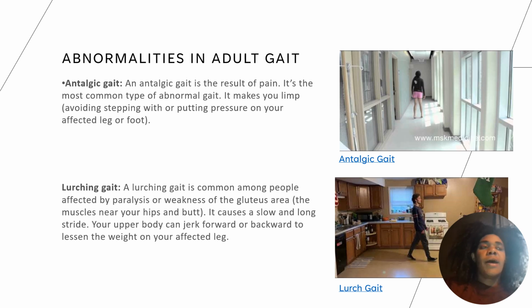So in this lurching gait, you can see that your upper body can kind of jerk forward or backward to lessen the weight of the affected leg, and it's causing a much slower, much longer slide, affected by weakness in the gluteus muscle areas. So this is a normal gait. Shut that off, and we'll keep going.